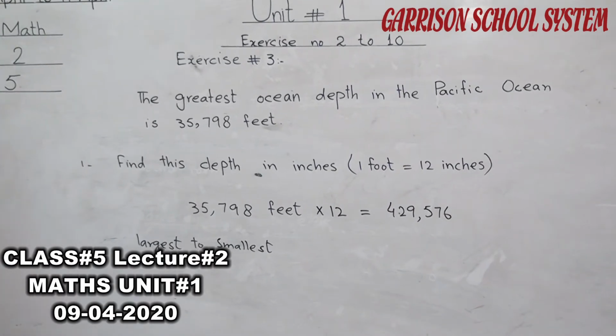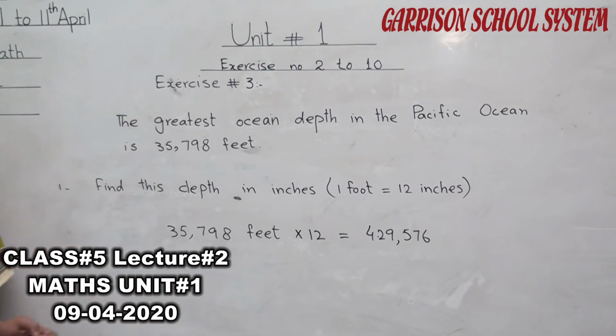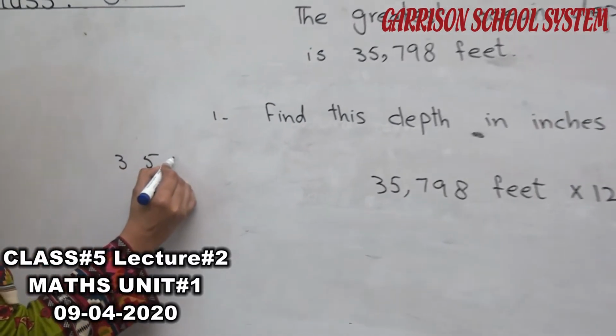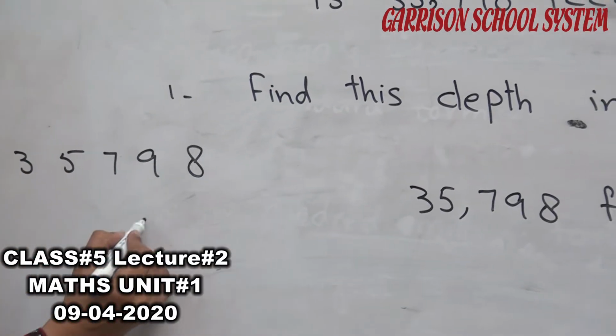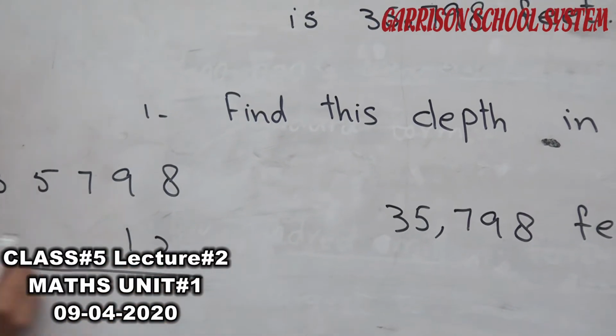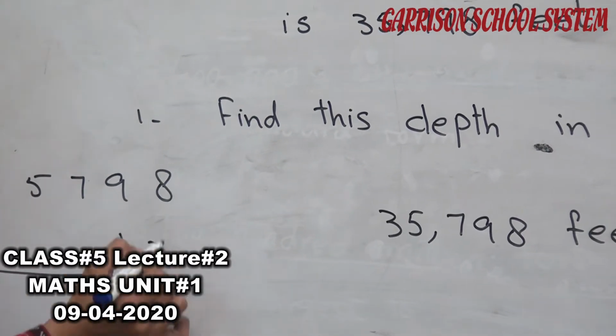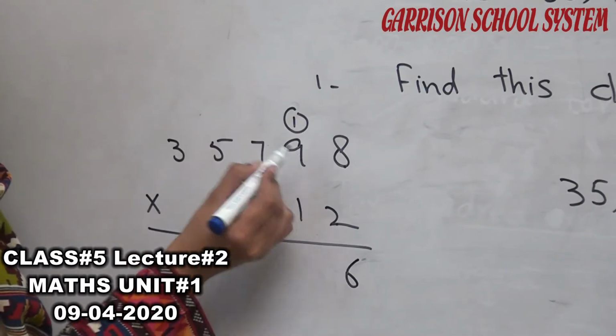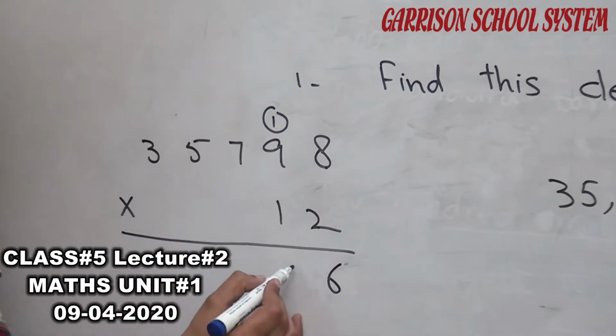We will see what we get. Let's see. If we multiply 35,798 by 12, look, students: 2 8s are 16, 2 9s are 18 plus 1.